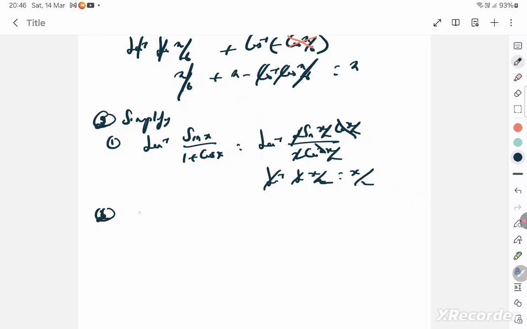So let's go to the sixth question, or the second subdivision, second question, which is cot inverse of root of 1 by root of x square minus 1.